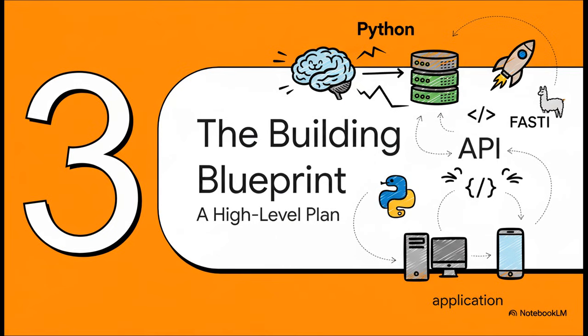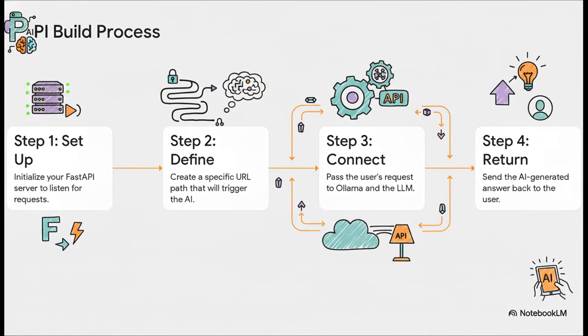All right, toolbox is packed. Now let's pull out the blueprint. We're not going to get lost in the weeds with code here. Instead, we're going to focus on the 4 key high-level steps that bring this intelligent API to life. It really just boils down to this 4-step dance.